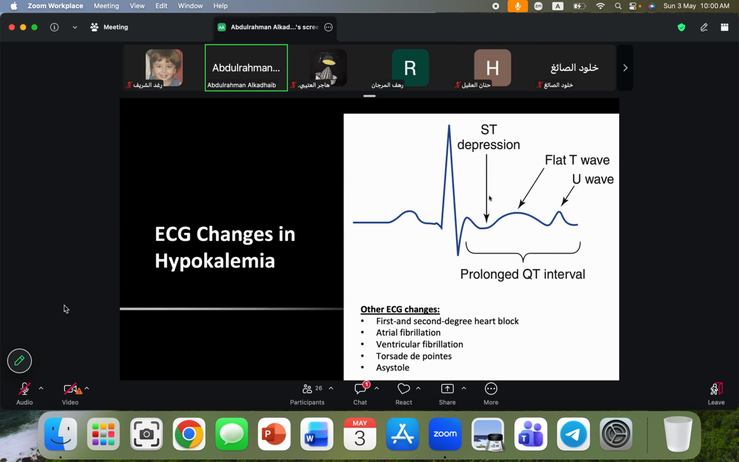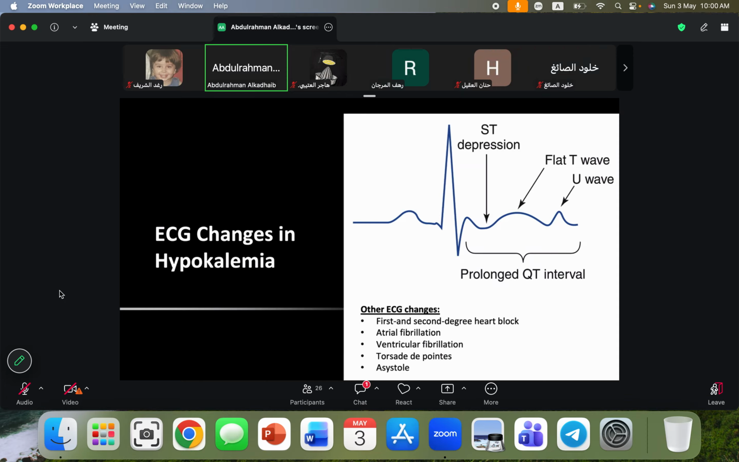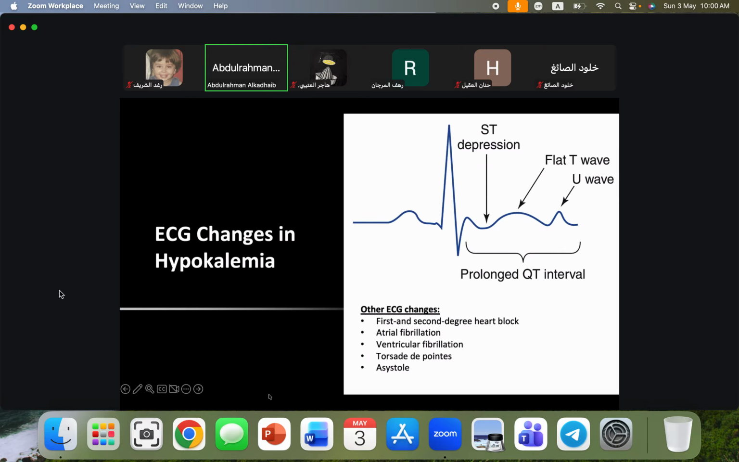As we said, it may cause ST depression or flattening of the T wave, an extra wave called the U wave just before the next P wave, and prolongation of the QT interval as well. In very severe cases, it may lead to arrhythmias or heart blocks, such as first or second degree heart block, atrial fibrillation, or ventricular fibrillation, or may lead to cardiac arrest due to asystole.